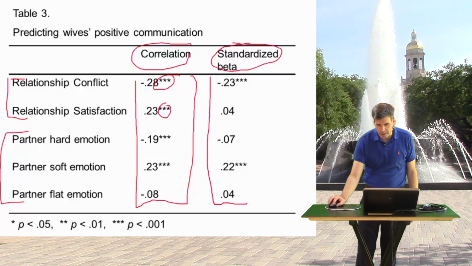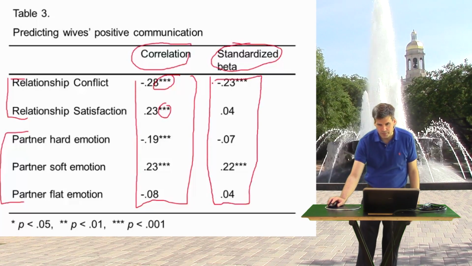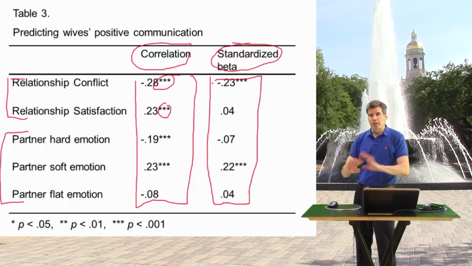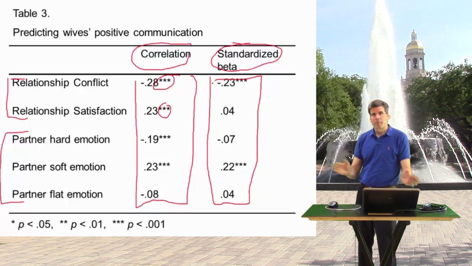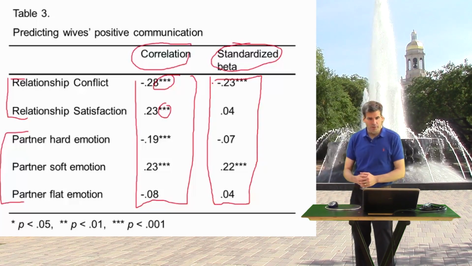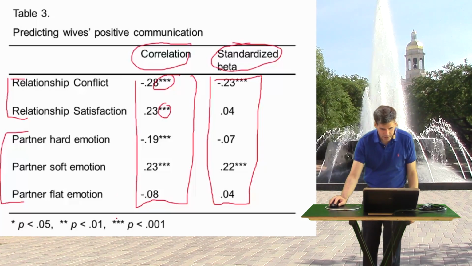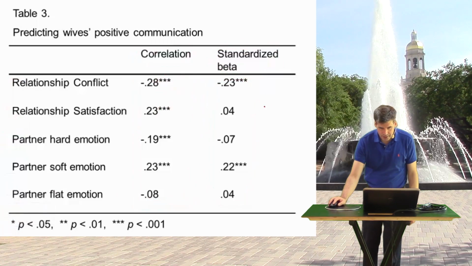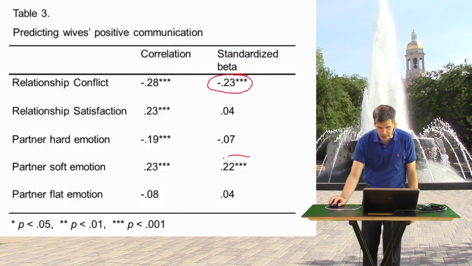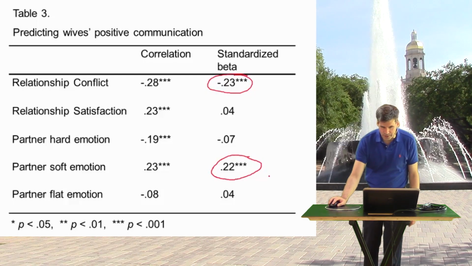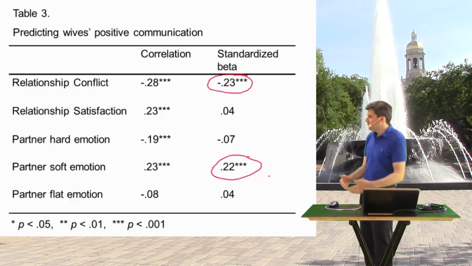And note that these are all the betas from step 2, or the model 2, from the second block with all 5. I'm not using the betas from step 1. I'm only reporting the betas from model 2 with all 5 predictors in it. And as we saw here, the beta weight for relationship conflict was significant, and the beta weight for partner soft emotion was significant. So that's what our table looks like.